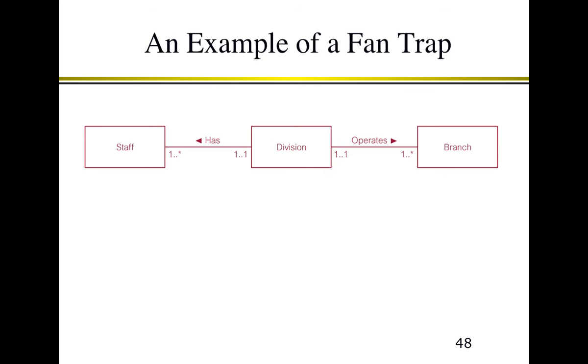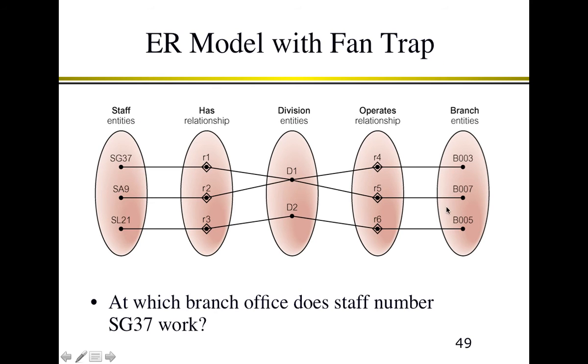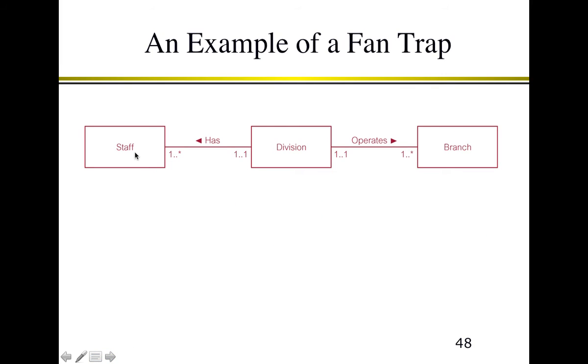And it has to do with the order that you're putting the stuff into. So we have a staff person, and there's a division that has staff, and the division operates at a branch. This is what this is saying. All the words are left out, but the division has staff, and division operates at a branch. So the question you have to ask yourself is, at which branch office does staff number SG37 work? Or better yet, at which branch do any of these staff work?